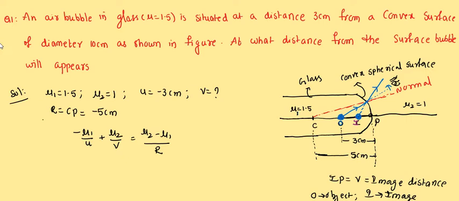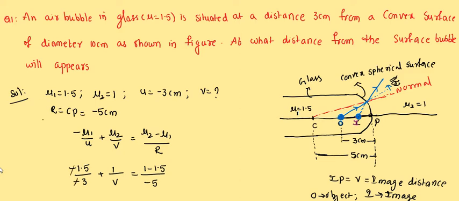While deriving this formula, we took n1 as the refractive index of the first medium, n2 as the refractive index of the second medium, u as the object distance, and v as the image distance. Now we substitute all values: n1 is minus 1.5 by u is minus 3, plus n2 is 1 by v, the value we have to find out, that is n2 minus n1, which is 1 minus 1.5, by R, whose value is minus 5 centimeters.